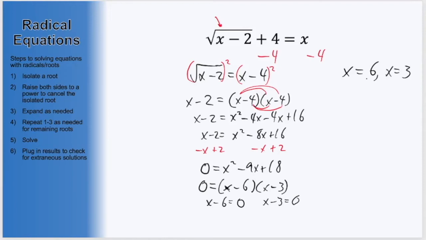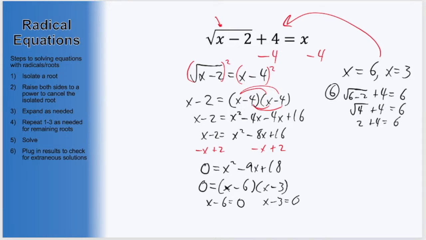Now it might be tempting to call this problem solved, but remember with radical equations, we have to plug in our solutions to the original equation to make sure they work. Let's first plug in 6. Anywhere we see an x, just replace that with a 6. And we'll get something that looks like this. Doing the math, we get square root of 6 minus 2 is 4, plus 4 equals 6. Square root of 4 is 2, plus 4 equals 6. And we get something that makes sense, 6 equals 6. So our solution, x equals 6, works.